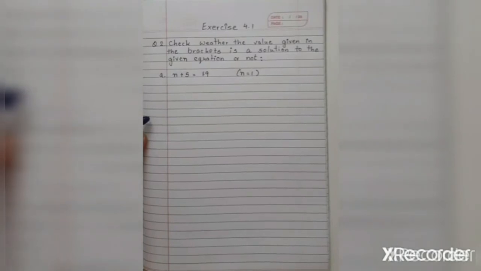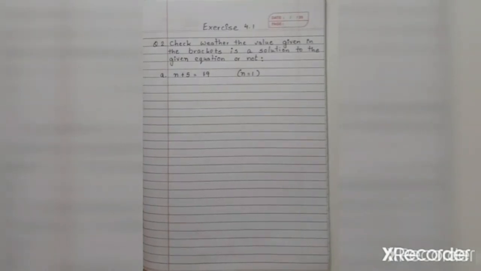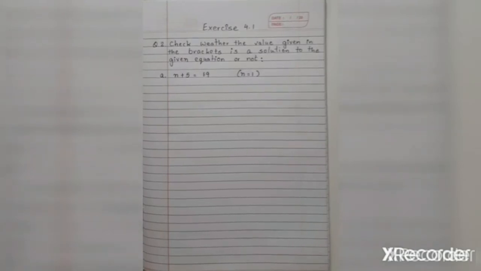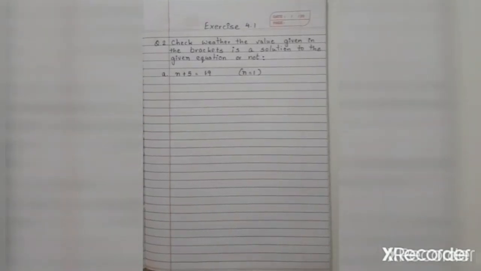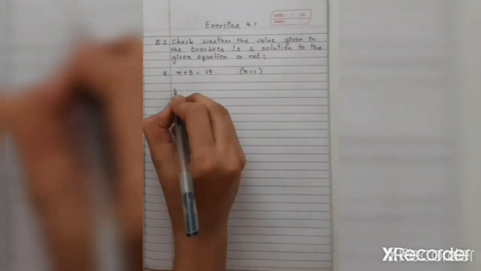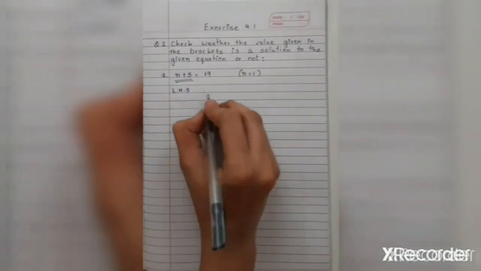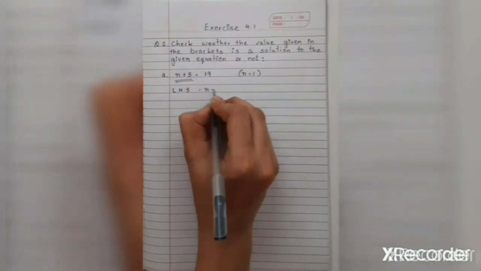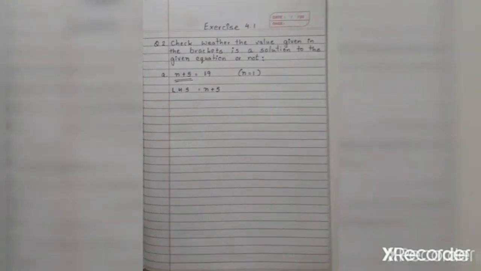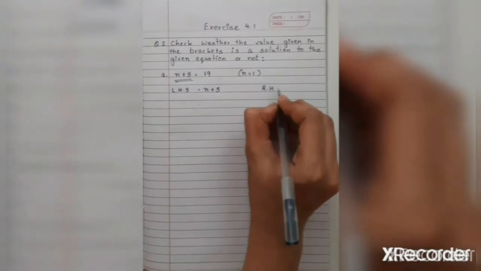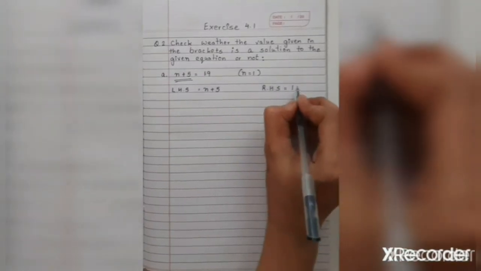Now let's solve question 2. Check whether the value given in the brackets is the solution to the given equation or not. Here also we have to check left hand side is equals to right hand side or not. Look, what is the left hand side? This one is left hand side. n plus 5. And what is right hand side? That is 19.